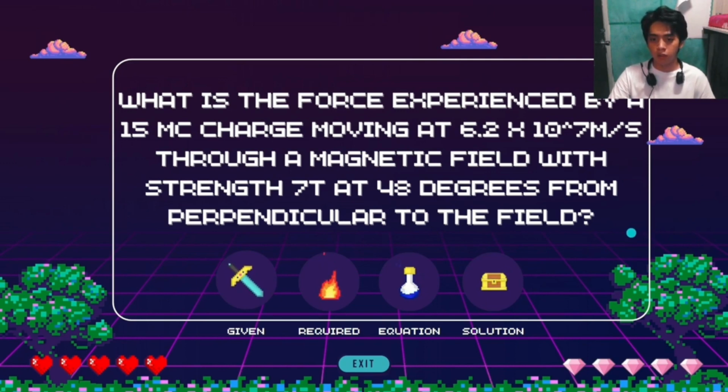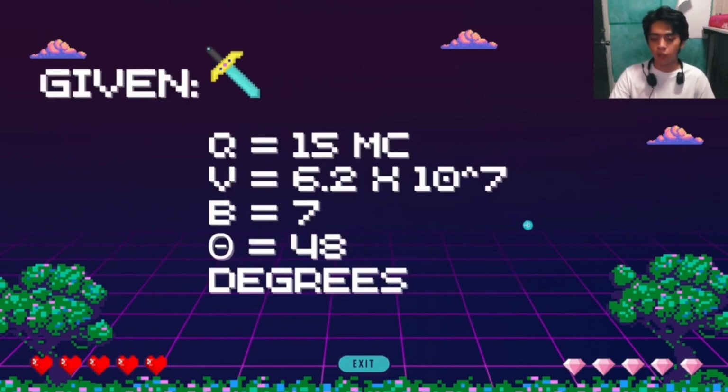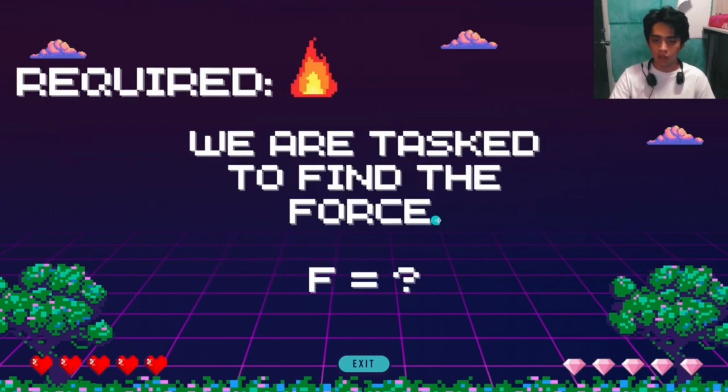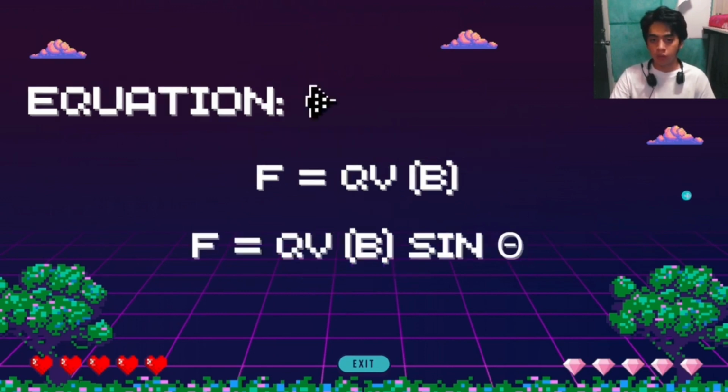So in order to solve this problem, we're going to use the GRESA method, or the given, required, equation, solution, and the answer method. So first up is the given. Our given values are the charge, which is 15 microcoulombs, the velocity, which is 6.2 times 10 raised to 7, the strength at 70, and the theta at 48 degrees. So we have now our required, which is what we are tasked to find. So with our given problem, we are tasked to find the force. And with that, we're going to move on to our equation.